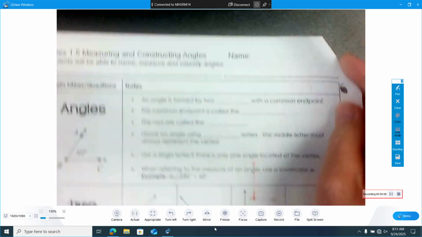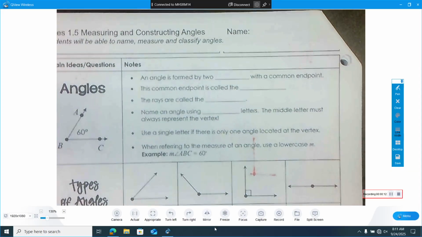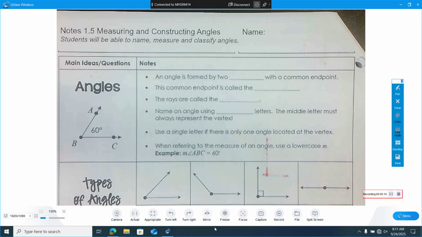All right, today we are on 1.5, measuring and constructing angles. We are almost done here, I think.